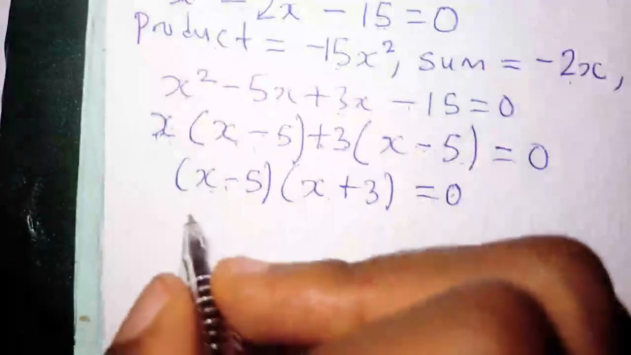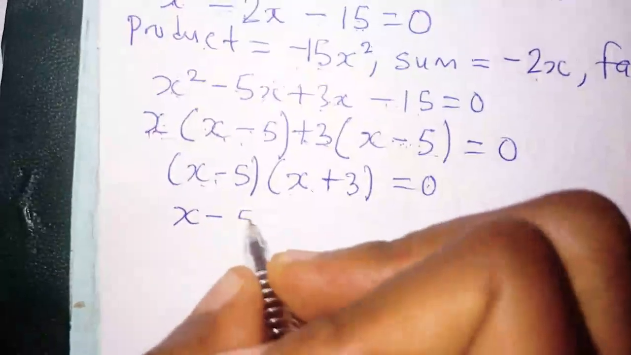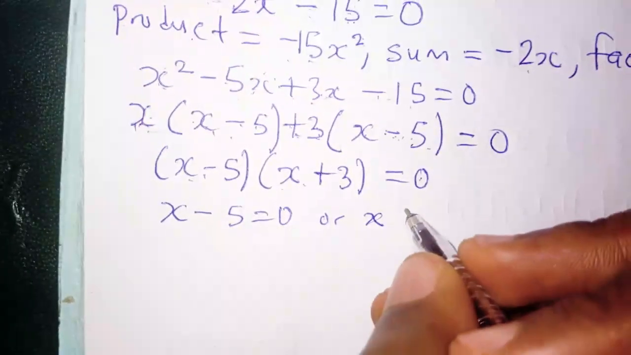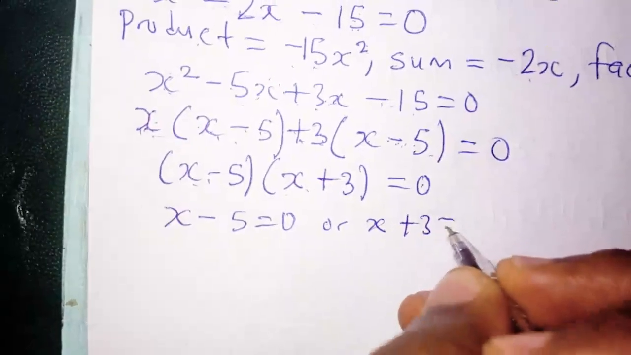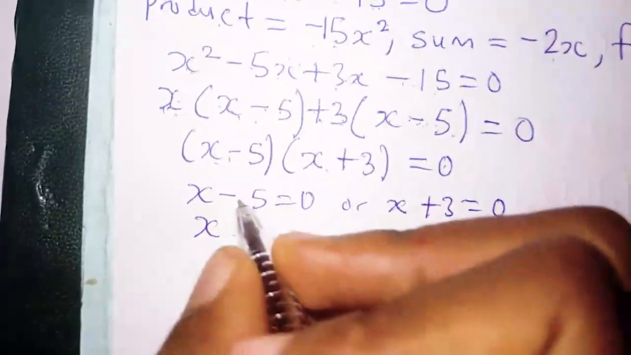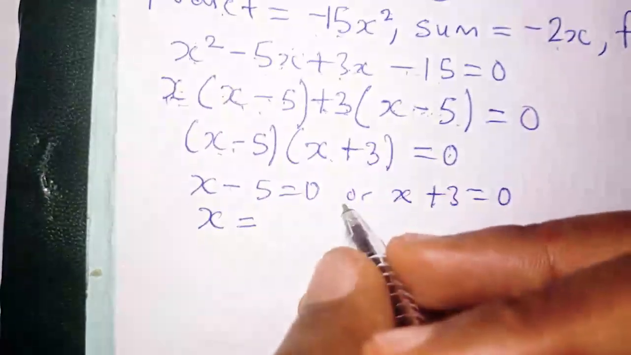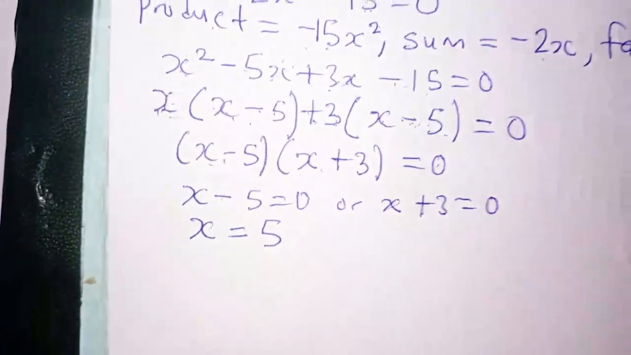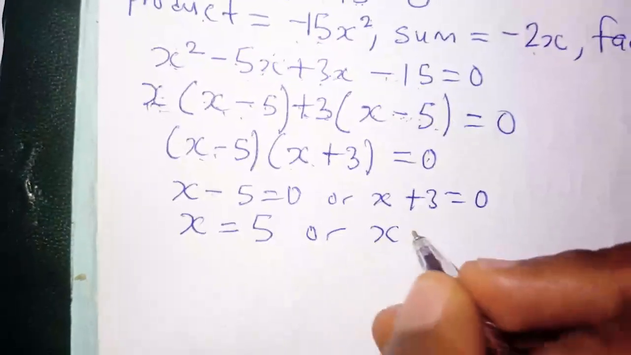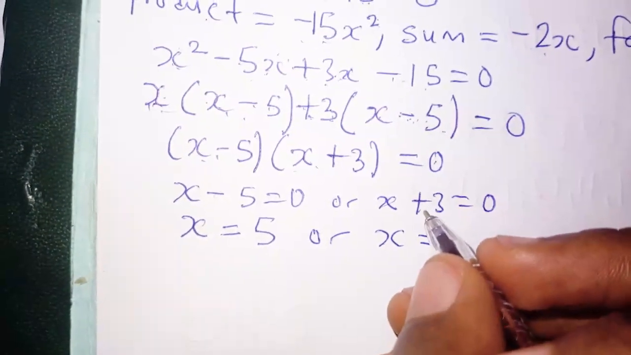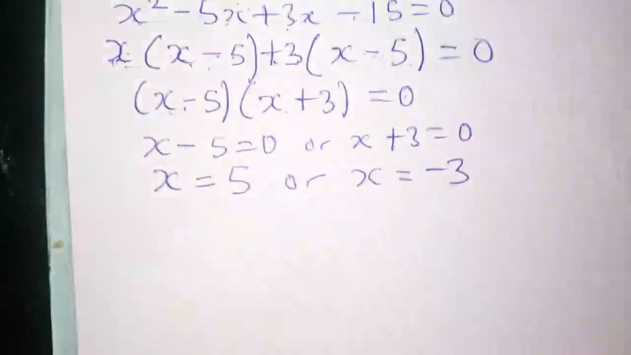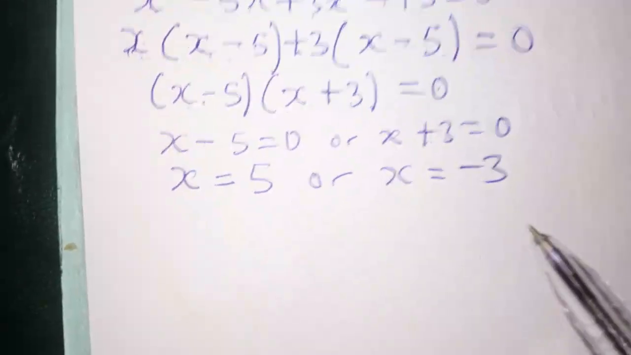So you're going to have x minus 5 equals 0, or x plus 3 equals 0. And from here, x is equal to, when you bring minus 5 to this side, it becomes plus 5, which is the same thing as 5, or x is equal to, when you bring plus 3 to this side, it becomes minus 3. So your x is either 5 or minus 3.